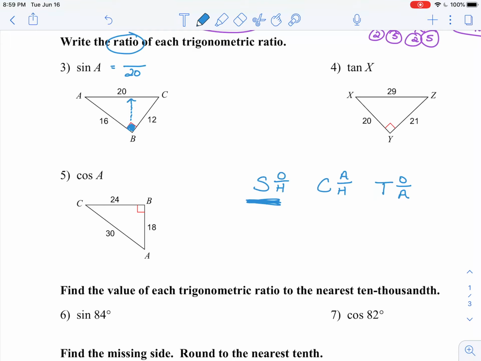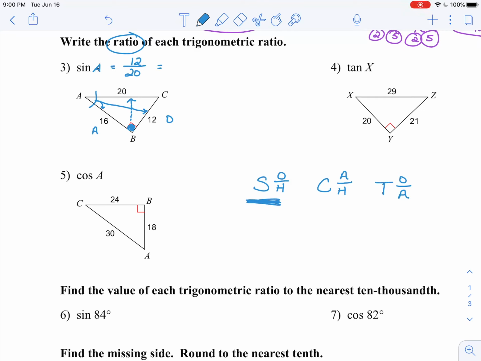But the opposite leg, remember, is always opposite your angle, across from your angle. And it's telling me the angle to use here. It's saying of A. So I cannot be right next to A. I need to be across from A. So that means 12 is my opposite leg. 16 is the adjacent, and I don't care about the adjacent for this problem.